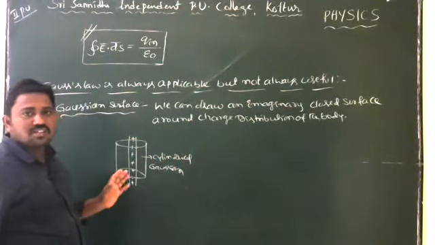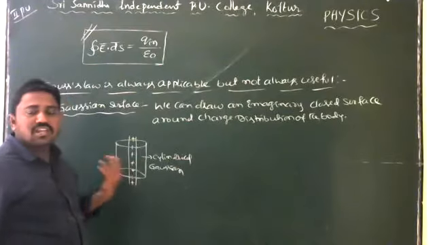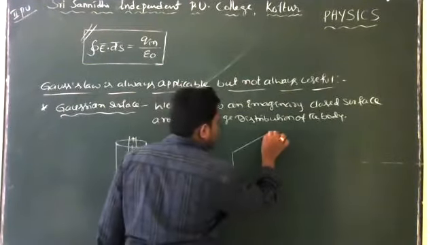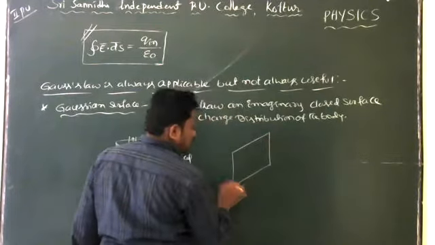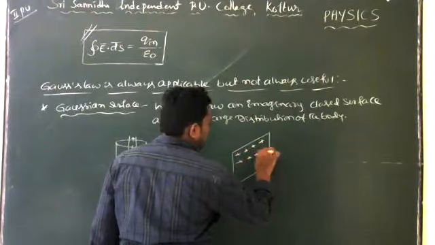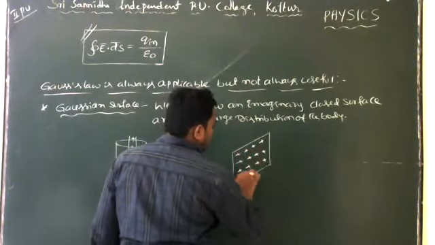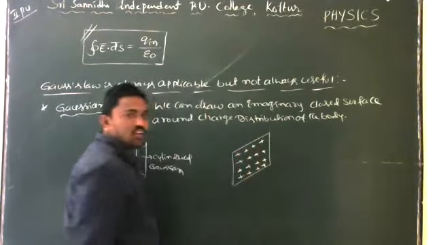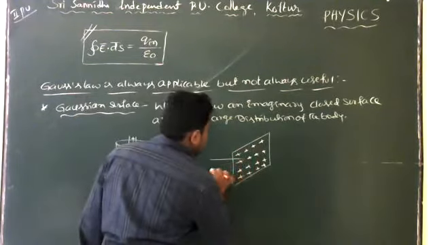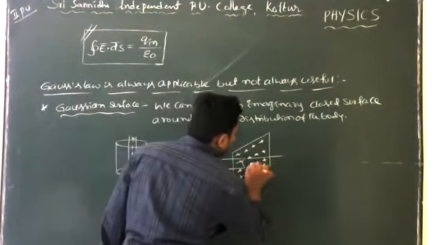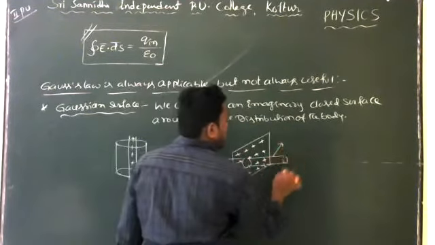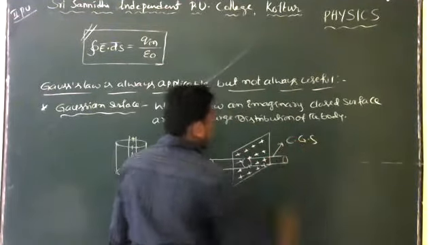Now, applying Gauss's law, you can draw the imaginary Gaussian surface. If you take the plate, this is a metal plate having positive charge like this. Now we are applying Gauss's law. First of all, we draw an imaginary Gaussian surface like this. This is the cylindrical Gaussian surface.